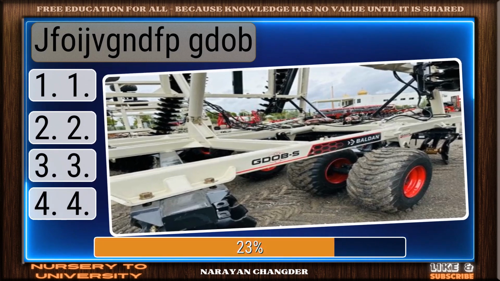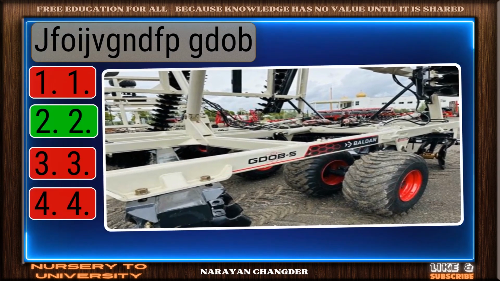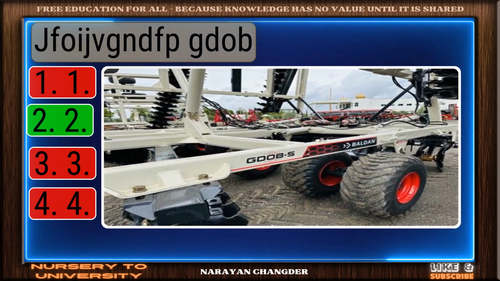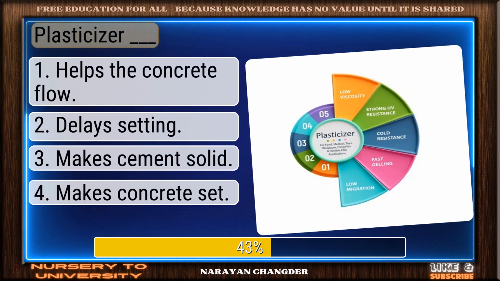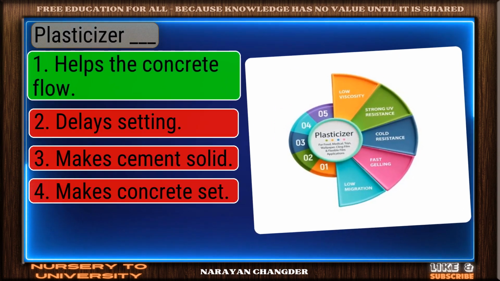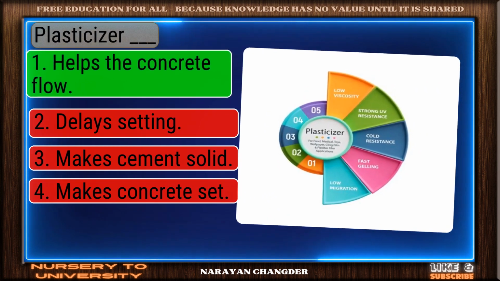JDF Dob. Excellent choice. 2 is the right answer. Plasticizer dash. Well done. Helps the concrete flow is the right choice.